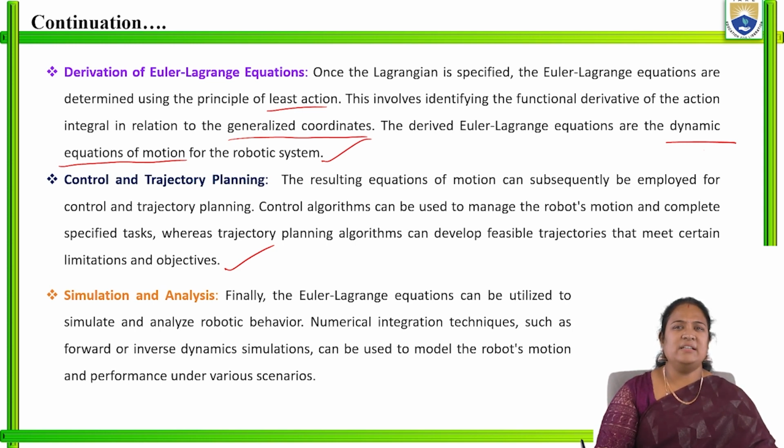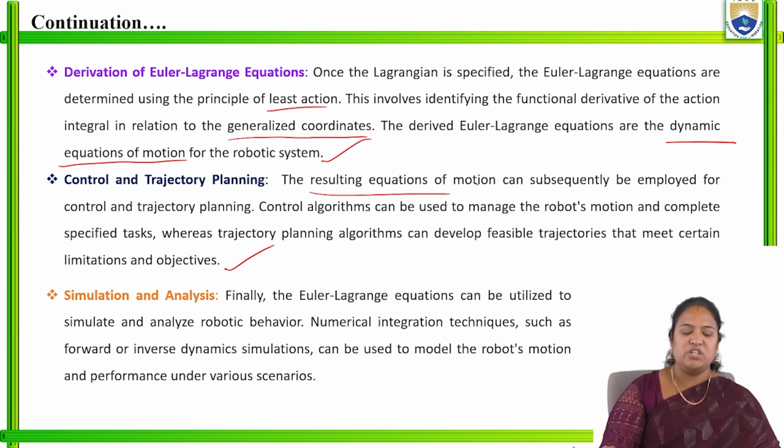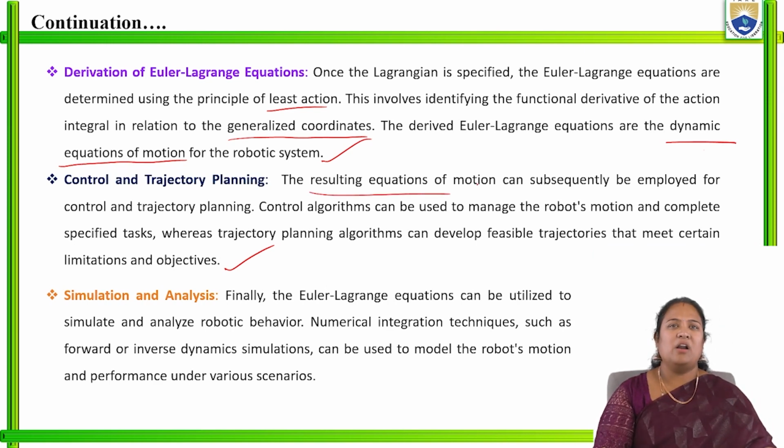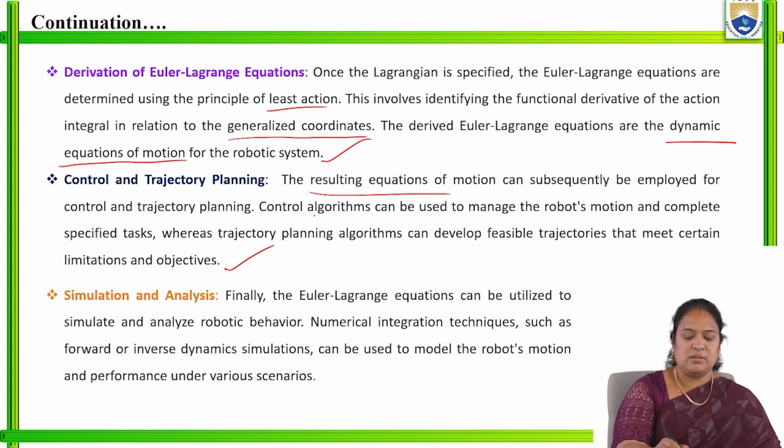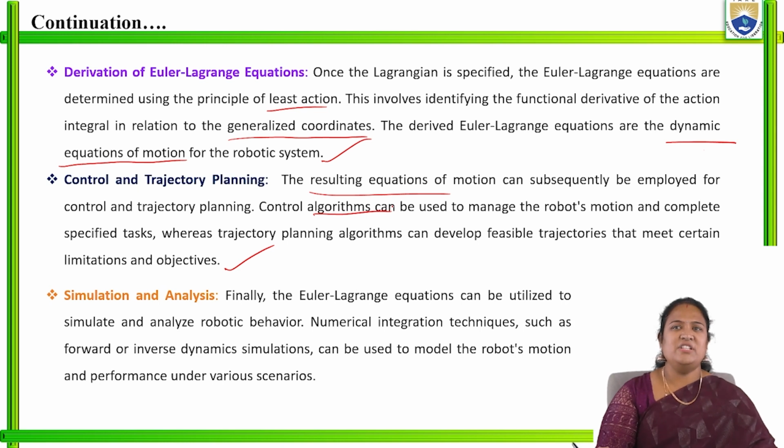Generally, the resulting equation of motion can subsequently be employed for control. That is, the resulting equation is used to determine the control and planning, which will be done with the help of the planning algorithm, which manages the robot motion and completes its task. By inserting an algorithm into the robot, it will complete whatever task is given to it, where the trajectory planning algorithm develops the feasible trajectory.